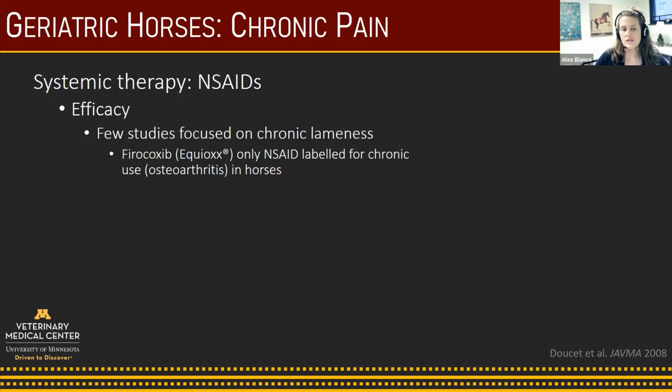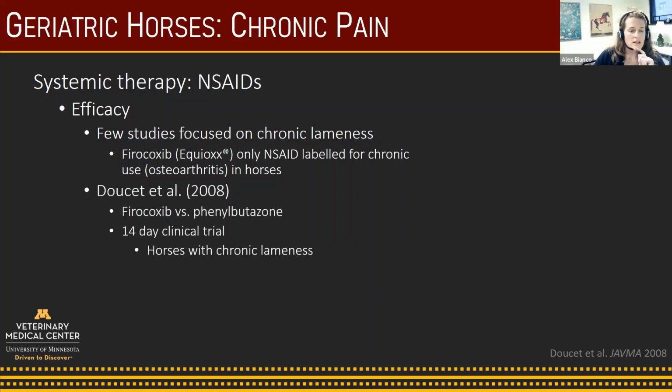One thing that's interesting, there aren't really many studies looking at NSAIDs and their effect on chronic pain or chronic lameness. Firocoxib is the only FDA approved drug that has chronic lameness on the label. So it means they had to show that it worked in order to get that put on the drug label. And this was a chronic osteoarthritis study, and they basically said chronic use was 14 days. So many of you out there maybe have horses that are on Equioxx and they've been on Equioxx for weeks or months or even years. There are no studies looking at that. The study that got that drug approved was for 14 days.